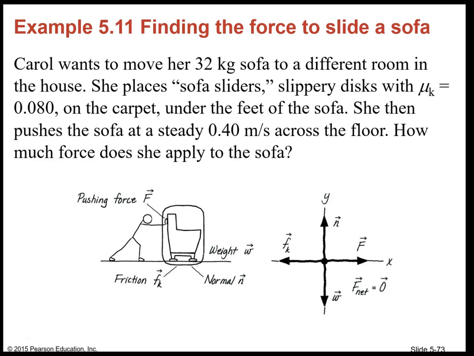All right, so we have a coefficient of friction. She then pushes the sofa at a steady 0.4 meters per second across the floor. How much force does she apply to the sofa? So now we know her mass of 32 kilograms. So we know our weight, and we know then that the normal gets balanced out by our weight. We know that this has a coefficient of kinetic friction of 0.08 between the slippery discs and the floor. Okay, so if we know that coefficient of kinetic friction, we can figure out the force applied in the force kinetic.